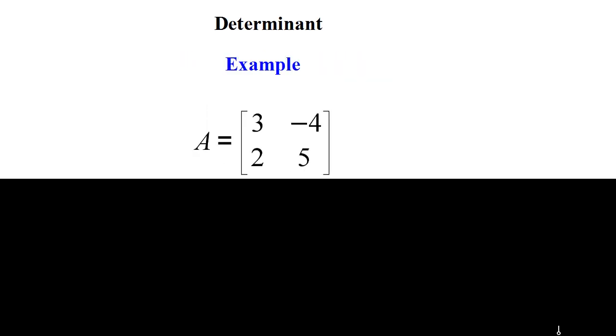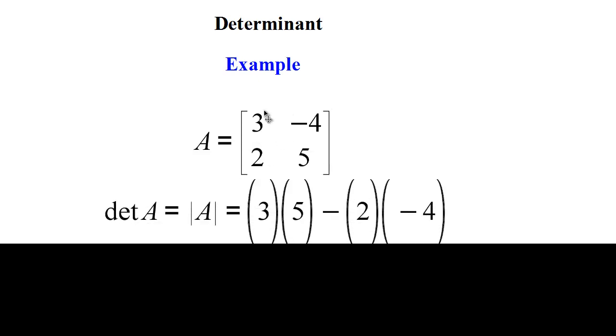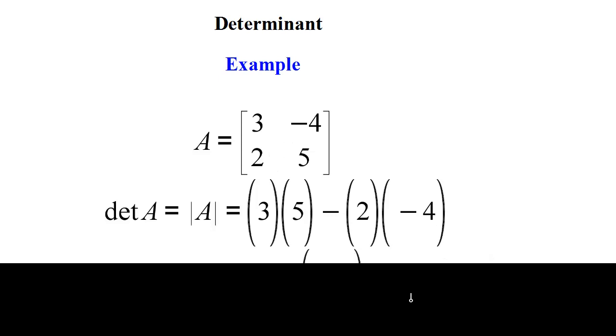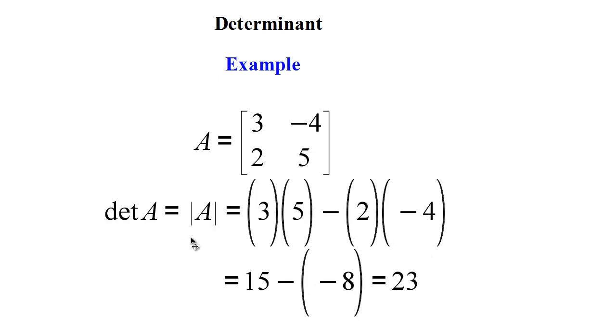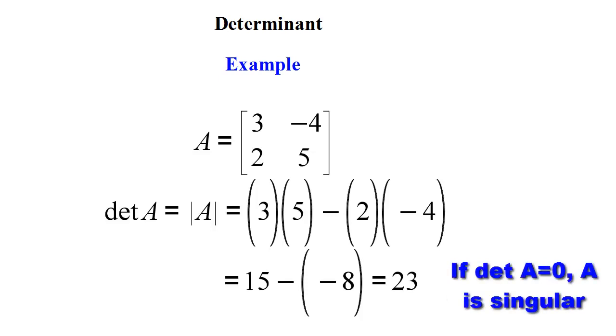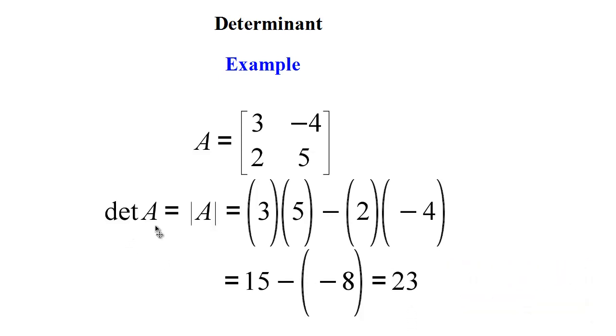So let's do an example of finding the determinant for a 2 by 2 matrix. Suppose we have a matrix A with these elements. The determinant of A is going to be 3 times 5 along the main diagonal minus 2 times negative 4. So it's going to be 15 minus negative 8, or positive 23. That would be the determinant of A. Now it's important to note that if the determinant is 0, that means the matrix is singular. And if it's singular, it will not have an inverse. But in this case, the determinant of A is 23, not 0, so it's non-singular. It is going to have an inverse.